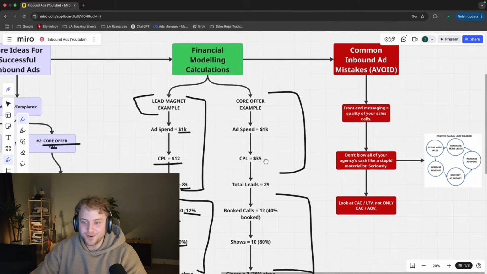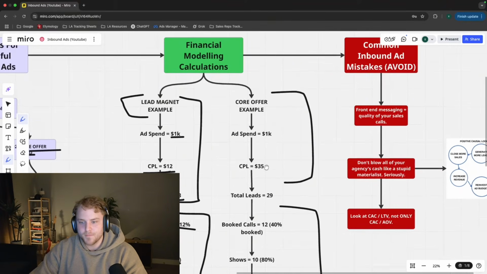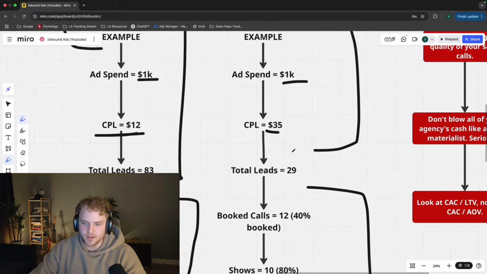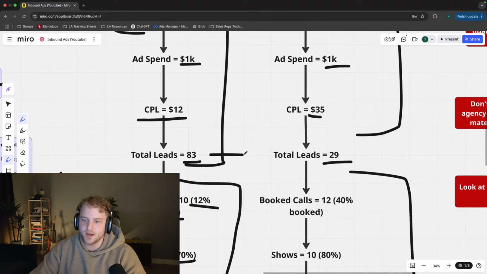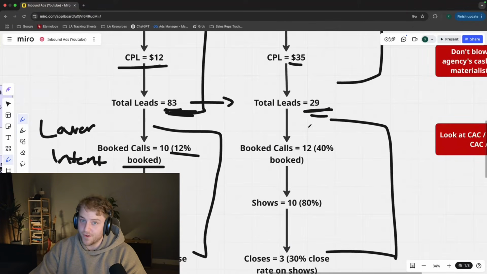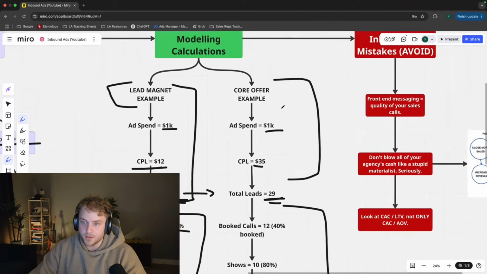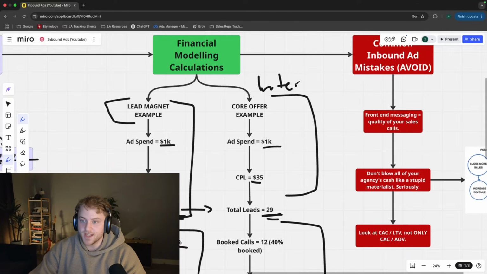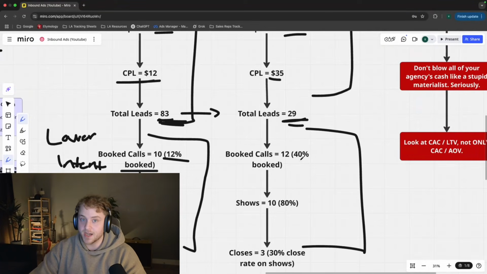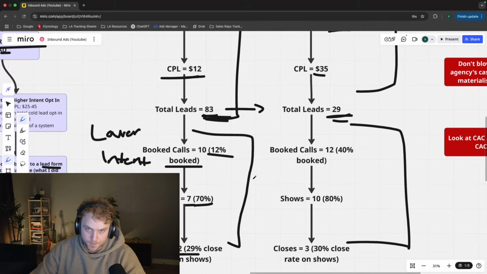Back to the core offer here. If we're doing a core offer, ad spend is the exact same. It's 1K. We get a cost per lead of $35, so we get about 29 leads. Notice the difference between 83 leads and 29 leads. Very different case. But from this, like I said earlier, the intent is way higher. Significantly higher intent because they're actually opting in for that offer, not the free thing.